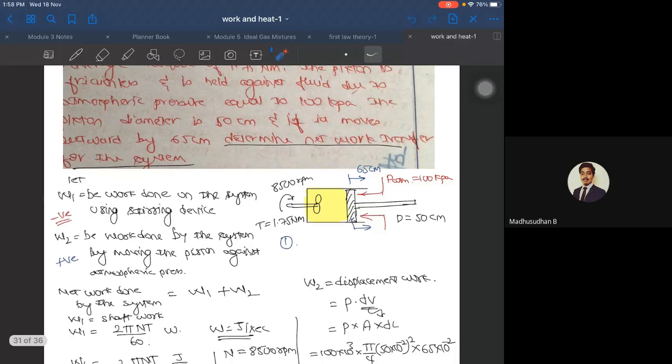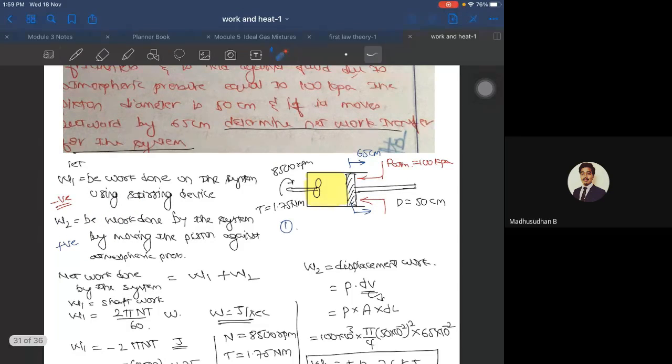Now, look here. Let W1 be the work done on the system using the stirring device. That's why it is negative. Second, W2 be the work done by the system by moving the piston against the atmospheric pressure. So you are doing work by the system, so it is positive. W1 is work done by the stirrer, which is negative. W2 is work done by the piston, which is positive. So the net work done by the system is given by W1 plus W2.